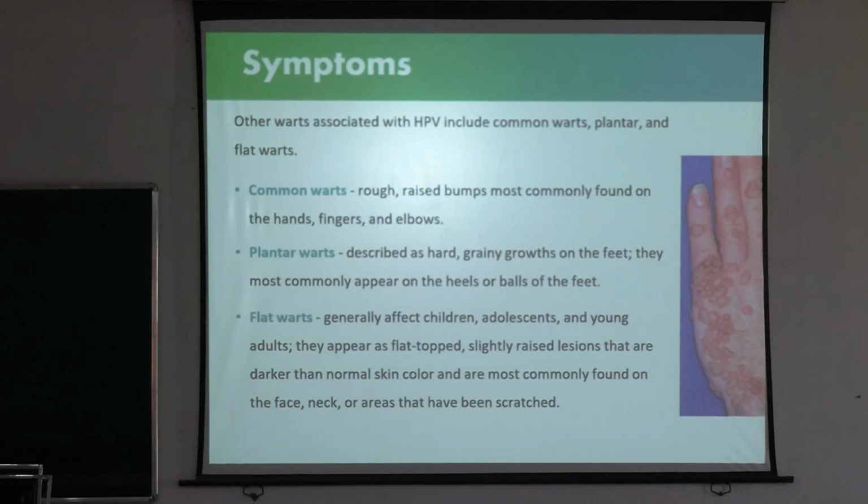So you see the picture. Mostly we see plantar and flat warts. Common warts are raised and rough, most commonly found on hands, fingers and elbows. Plantar warts are hard, grainy growths on the feet, mostly on the heels or balls of the feet. Flat warts generally affect children, adolescents and young adults. They appear flat-topped, slightly raised, darker than normal skin color, and mostly found on the face, neck, and areas that have been scratched.